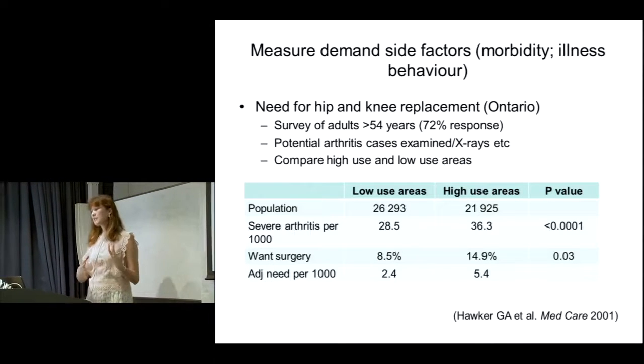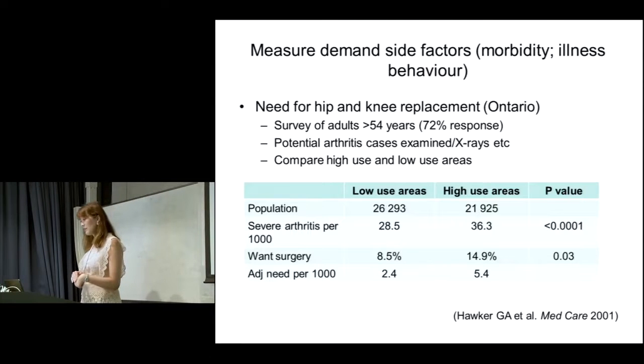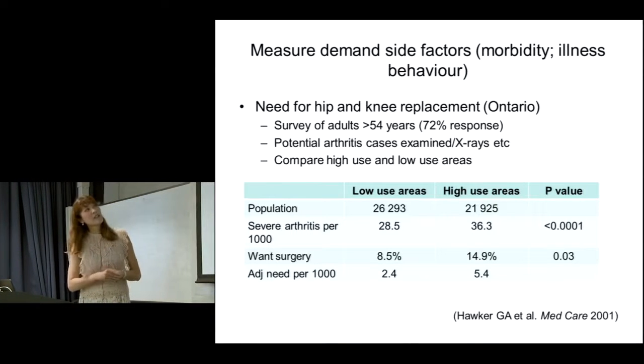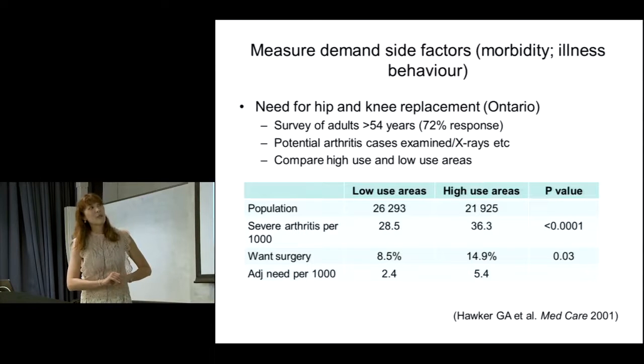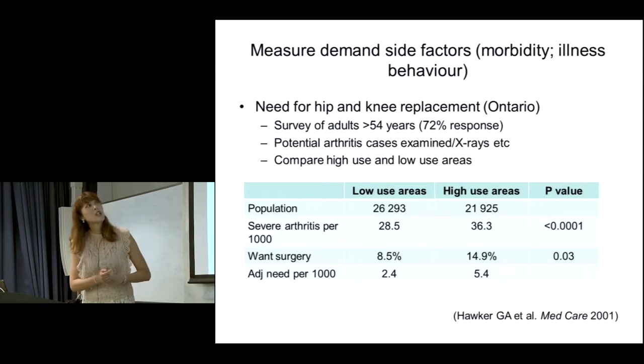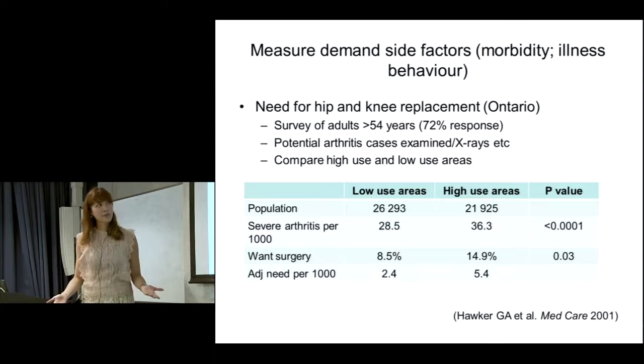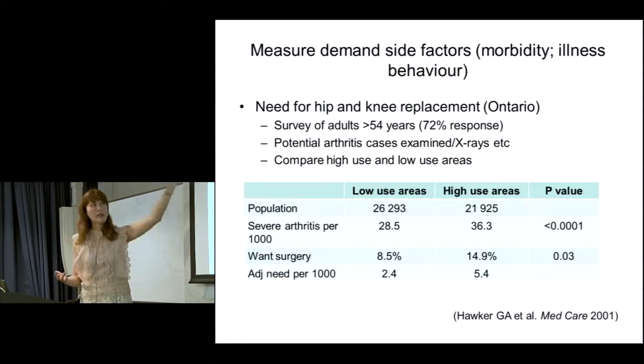Okay, when we look at measuring demand side factors, this paper is very interesting as they've attempted, by Canadian researchers, to look at not only morbidity but illness behavior. And this was the first. It's so hard to measure illness behavior. So they took two areas in Ontario, which is one of the provinces in Canada, and they measured low use and high use areas. They have looked at objective data as well, so they examined them, x-rayed them, and looked at the need in the population as best as they could.